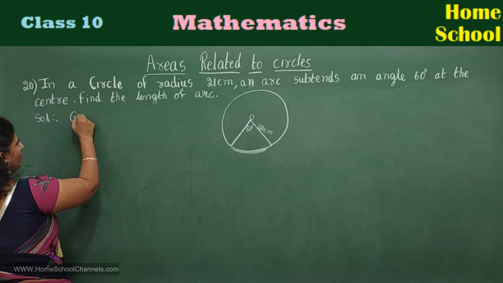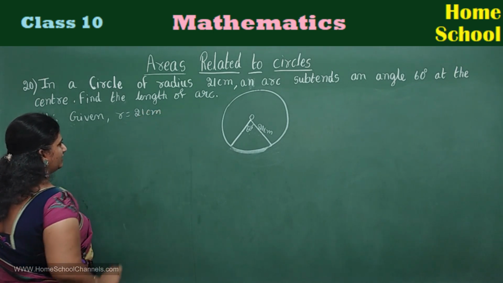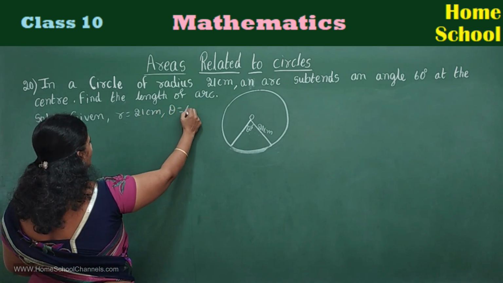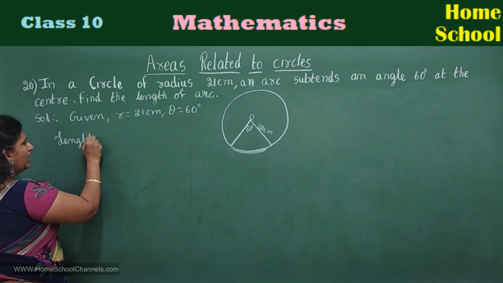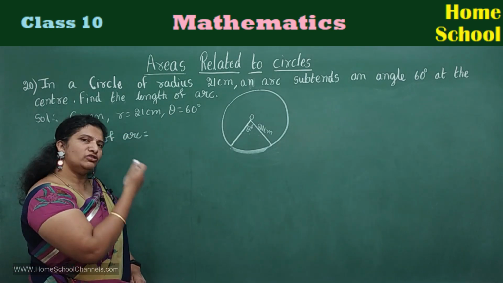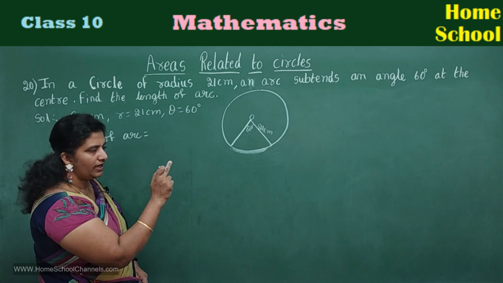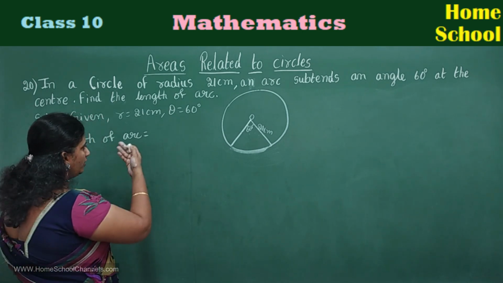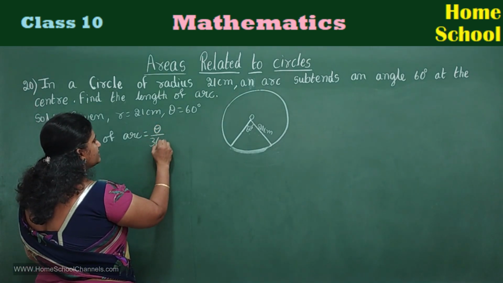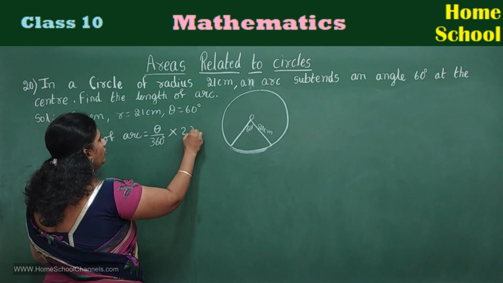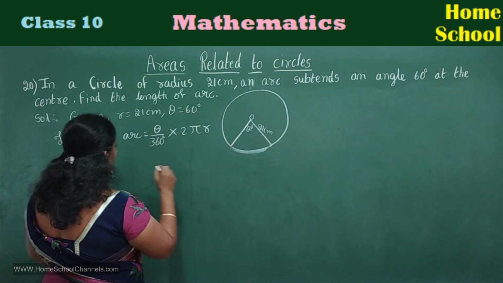Given radius r is equal to 21 centimeters and theta is equal to 60 degrees. Length of arc, you can write length of minor arc also. By observing the figure you should say it is the length of the minor arc. If you want, you can write minor arc here. So what is the formula you remember? Theta by 360 degrees into 2 pi r. The arc is on the circumference, so remember the circumference formula.